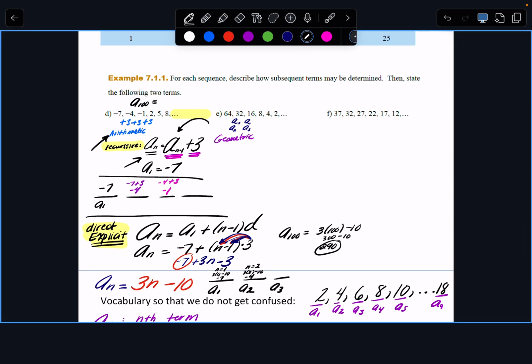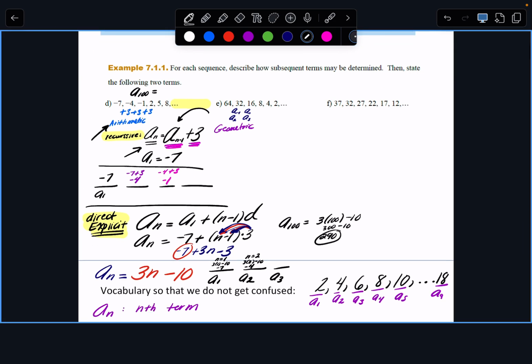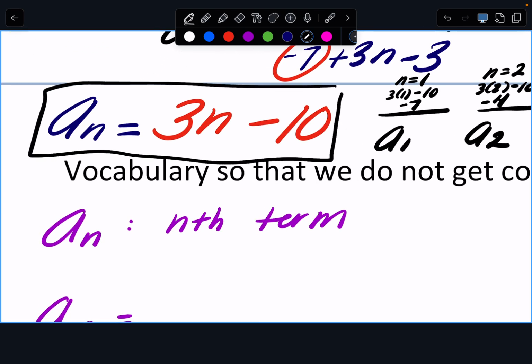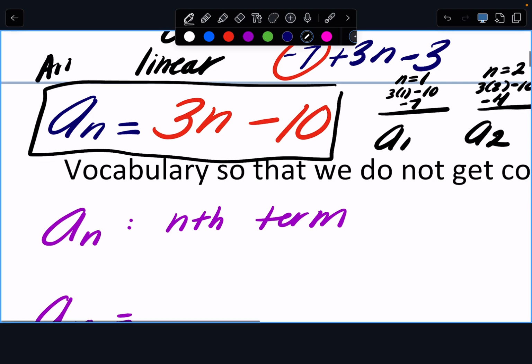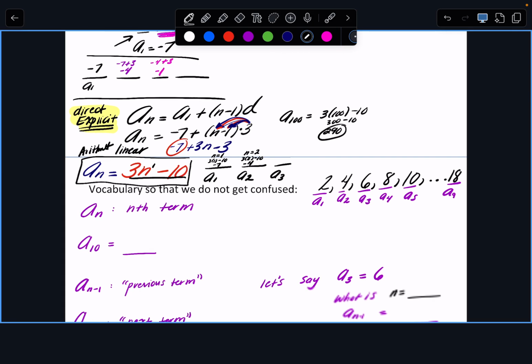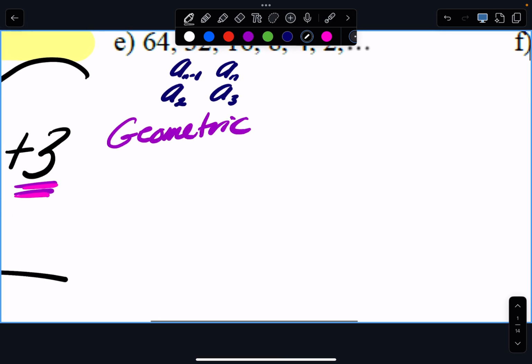Okay, so now let's do geometric. Now, actually, I do want to point this out real quick. If it's arithmetic, the direct formula, the explicit formula will be linear. That's actually wildly important because even in today, they'll give you that formula and say, based on this formula, is it arithmetic or geometric? So if it's arithmetic, it'll be a linear problem, degree 1. Do you guys see linear?